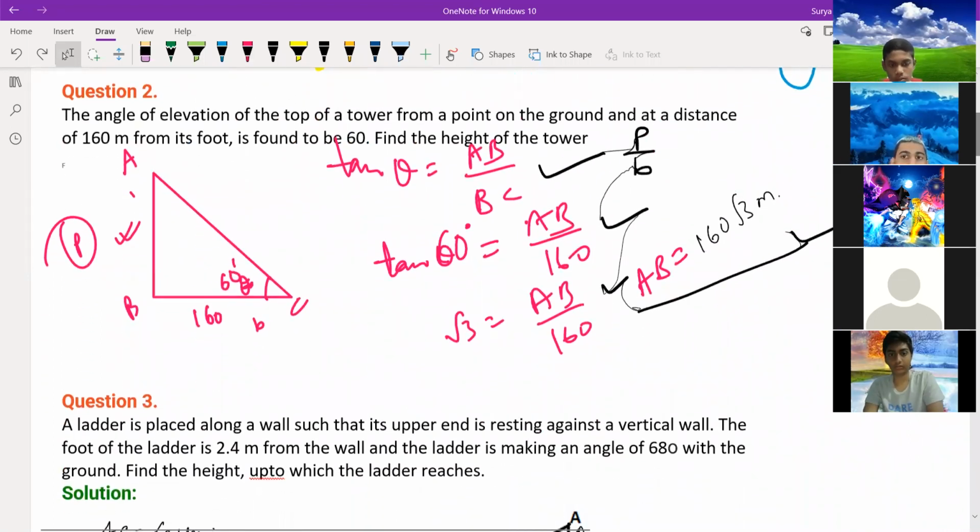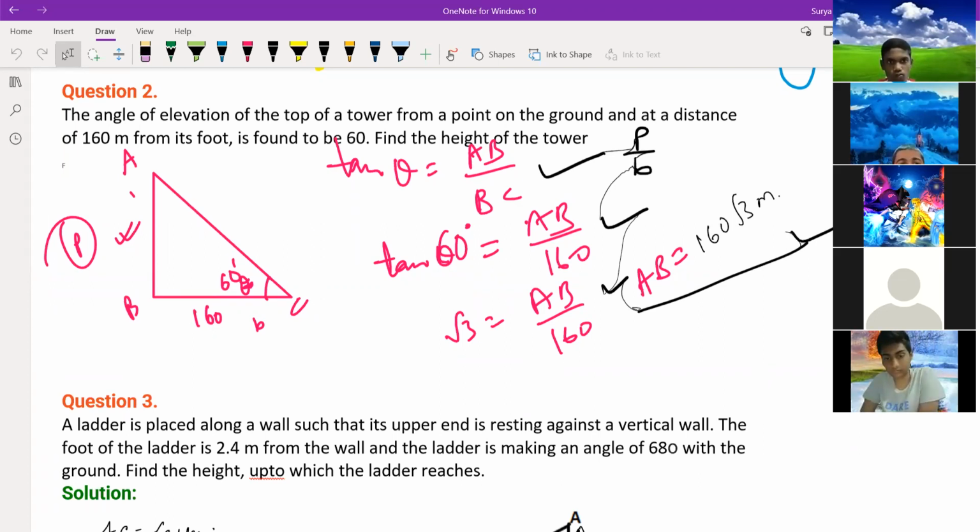Question number 2, all of you see now. The angle of elevation of the top of the tower from a point on the ground and at a distance of 160 meters from its foot is found to be 60 degree. Find the height of the tower.